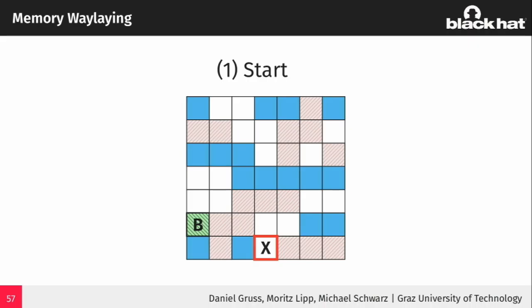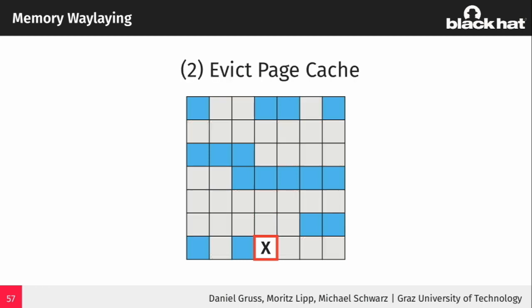How does it work? We have our binary here in green and our target location. We can evict the page cache by filling it with other binaries until our binary is gone. Then we reload our binary, and it will be at a different location. We can evict it and access the binary again until finally at some point our binary is exactly at the location we want it to be, so we can induce our bit flips in the binary.